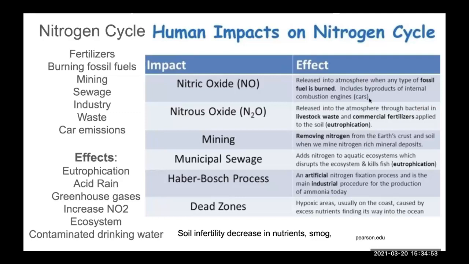So looking at these things more directly, nitrous oxide is released into the atmosphere when fossil fuels are burned, right? It also happens with car emissions. That nitrous oxide is released through bacterial and livestock waste, as well as commercial fertilizers. And when it leaches into the soil, it leads to eutrophication of our oceans. When we remove nitrogen while mining, we are stealing the nitrogen-rich mineral deposits that we need in the earth to be able to continue making biomolecules for life.